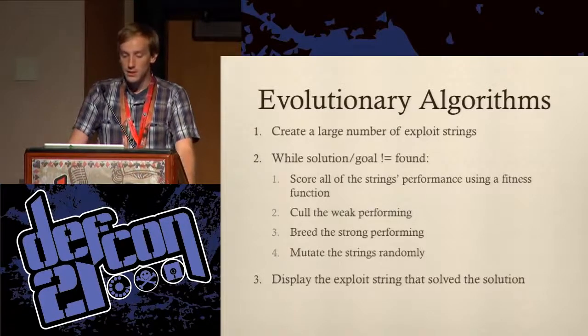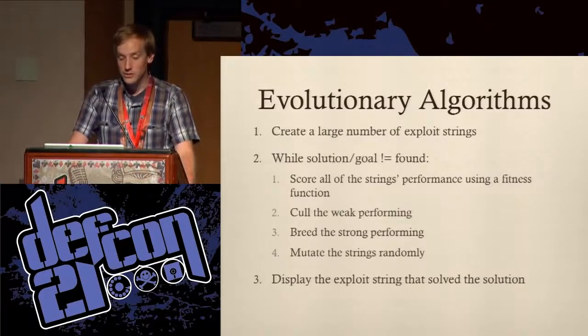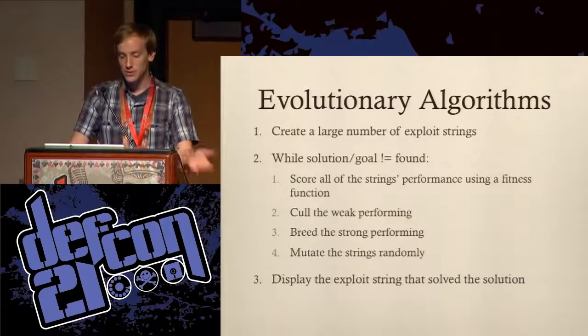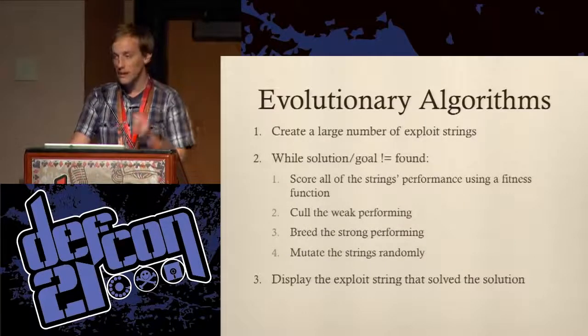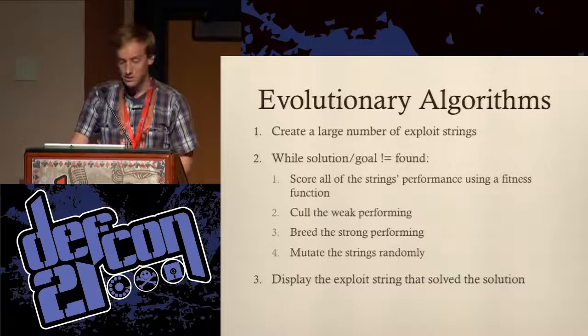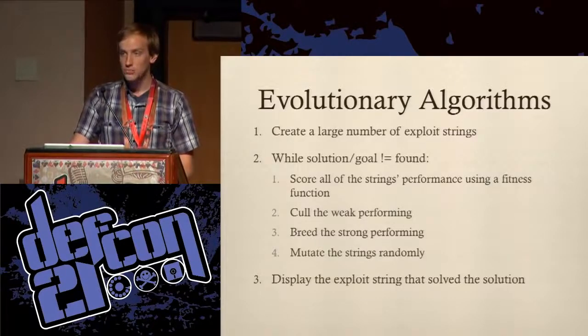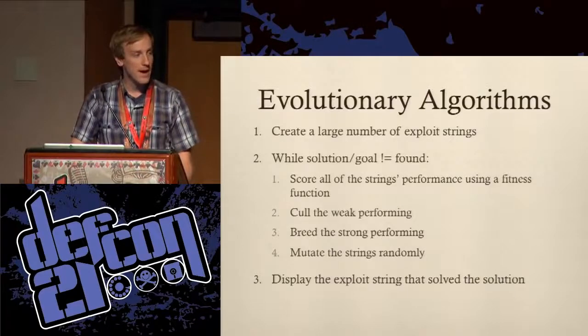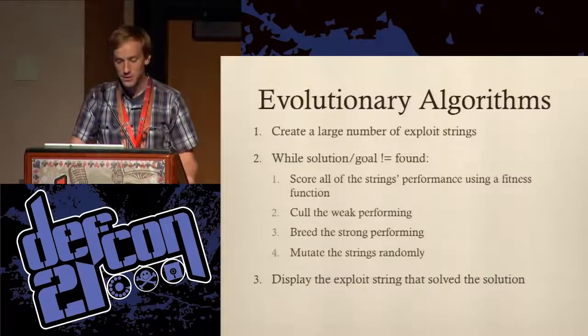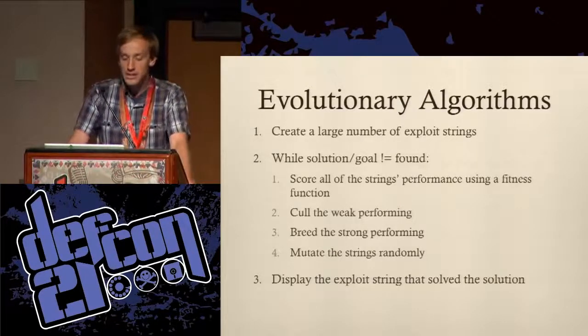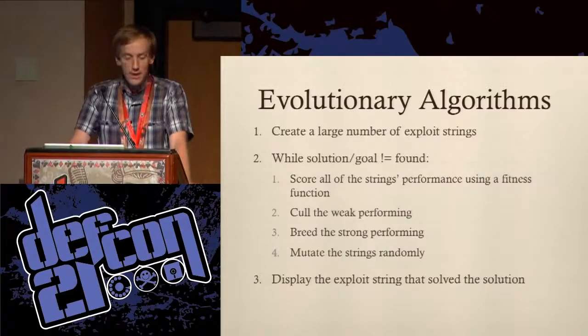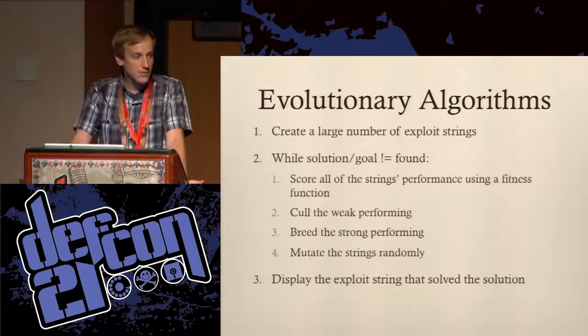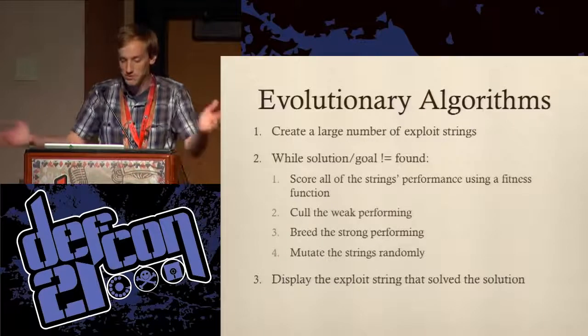And so our algorithm here is a loop. While we haven't found the solution, we score, we kill off all the low-performing strings, and we breed the strong-performing strings, the ones that are more efficient, or bypass, or exploit better. Then we also mutate the strings randomly. And once we have found a correct exploit, we display it and show it.